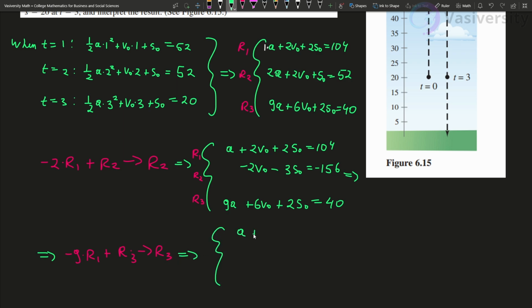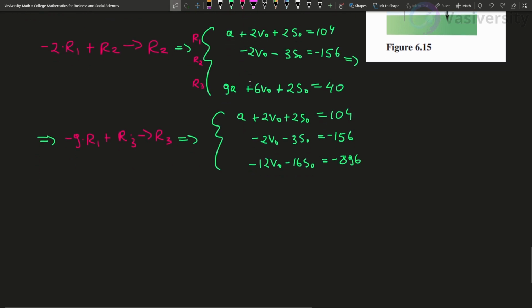Again, we're going to have a plus 2v naught plus 2s naught is equal to 104. -2v naught minus 3s naught is equal to -156. And then if we add it, we're going to get -12v naught minus 60s naught is equal to -896.